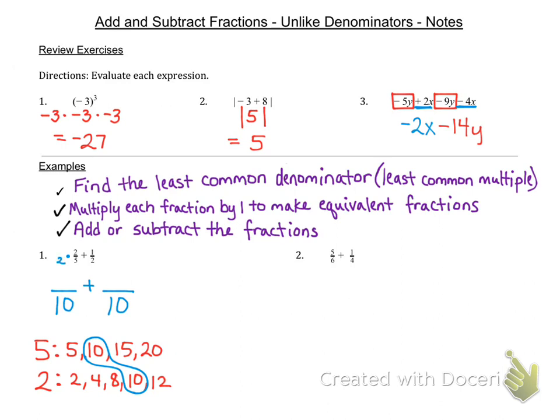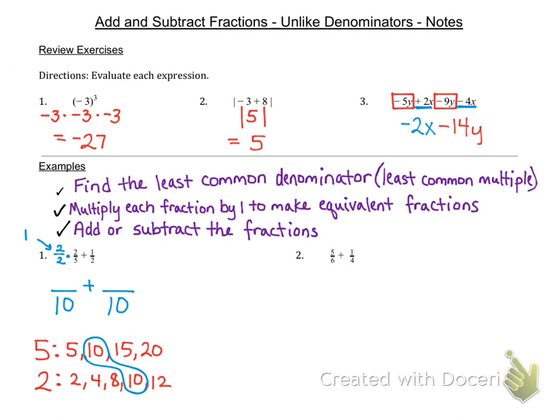Well, I'm going to multiply 5 by 2 to get 10, but then I also have to multiply the top by 2. Now, 2 divided by 2 is equal to 1. So that means that we're multiplying each fraction by 1. When you multiply any number by 1, that doesn't change it. And we don't want to change the 2/5. We just want to put it into a different form that's the same thing as 2/5.